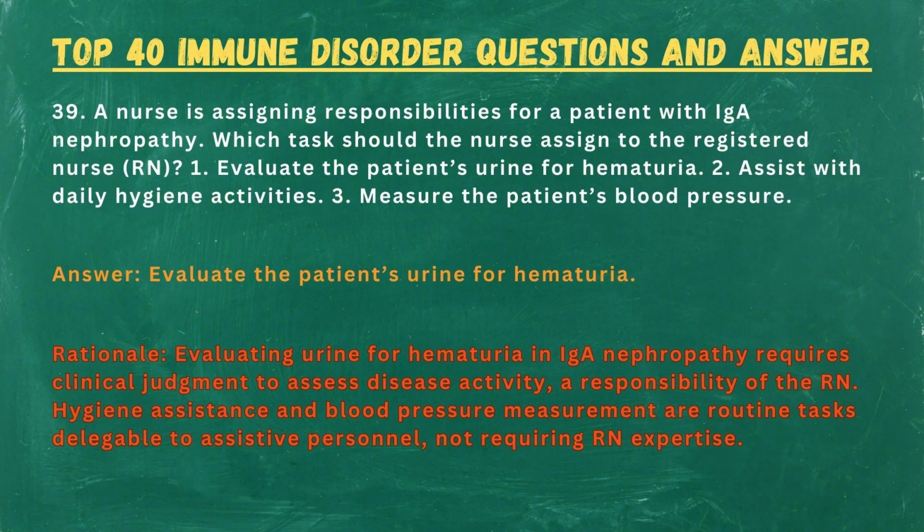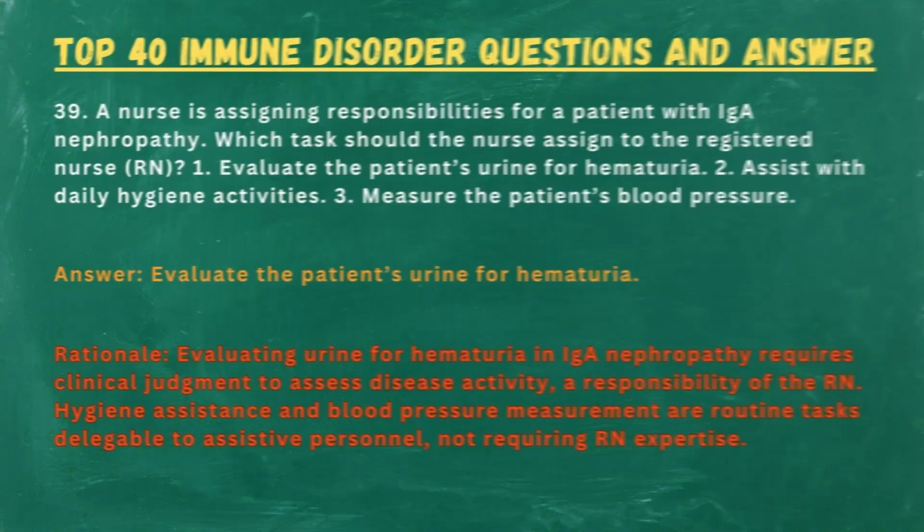Rationale: evaluating urine for hematuria in IgA nephropathy requires clinical judgment to assess disease activity, a responsibility of the RN. Hygiene assistance and blood pressure measurement are routine tasks delegable to assistive personnel, not requiring RN expertise.